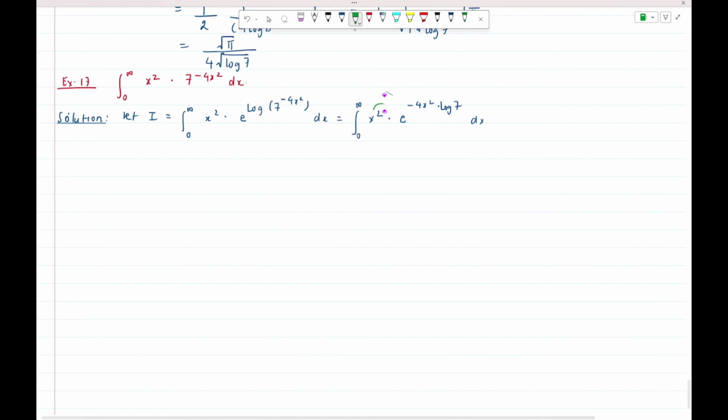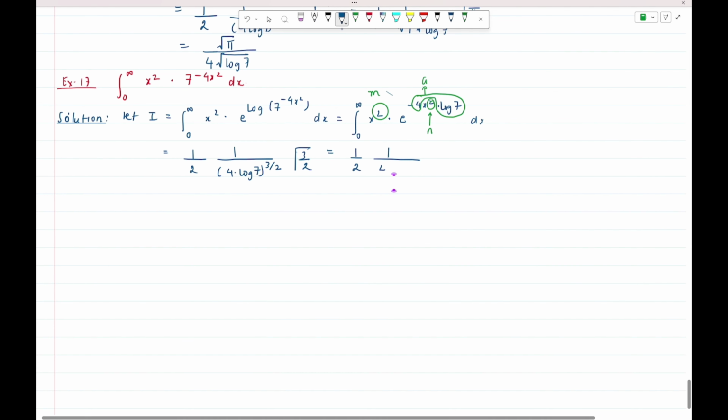And comparing this with the formula, this is the value of m. The value of a is 4 log 7 and the value of n is 2. So this is going to be 1 over n, that's 1 over 2, divided into 1 over a, that is again 4 into log of 7 raised to m plus 1. So m plus 1 is going to be 3, divided by n, that's 2, into gamma of 3 by 2. So this is 1 over 2.